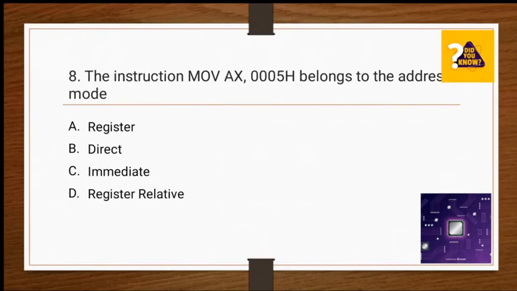So next one: the instruction MOV AX, 0005H belongs to which addressing mode? The options are option A, register; option B, direct; option C, immediate; option D, register relative. So the answer is immediate. So MOV AX, 0005H belongs to immediate addressing mode.